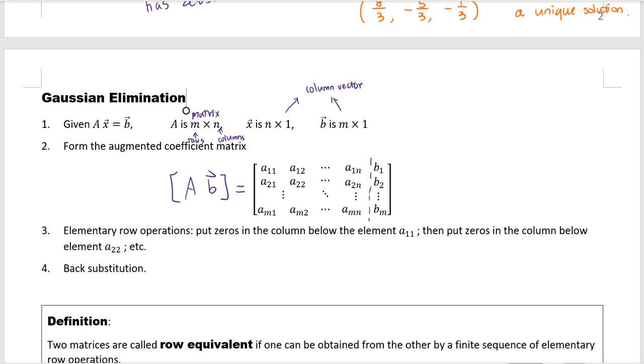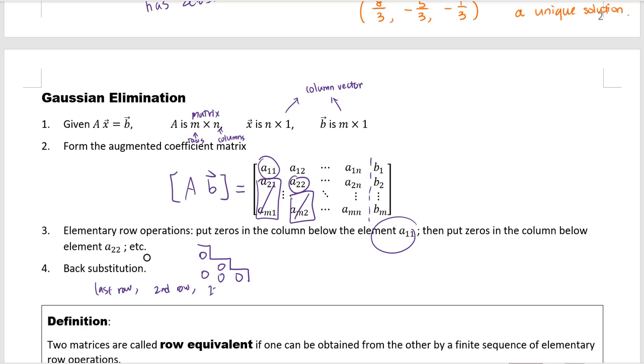And then we perform elementary row operations. So we put zeros in the columns below. We want to make the 1-1 entry to be 1, and then we can use it to clear the entries below it. And then we want to make the 2-2 entry to be 1, and then use it to clear the entries below it. So this is how we do it. And then after we get a stair shape with all the zeros on the left, we can do back substitution. Back substitution means we look at the last row, and then the second row, and then the first row.